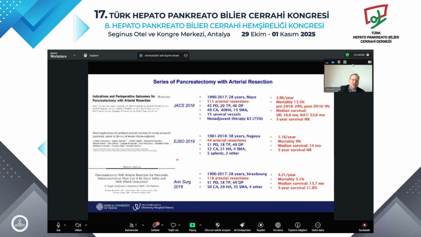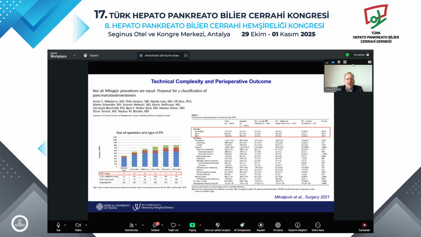Until recently, these were the three largest series of arterial resections in pancreatic cancer collected over more than 30 years, with between 1 and 4 resections per year. Oncological outcome poor, but this was not in our era of neoadjuvant therapy, and not in the era of multi-agent systemic therapies. What we have to be aware of in these cases is that with technical complexity of an operation, also the risk of morbidity, but also mortality increases. This was a paper from Heidelberg.